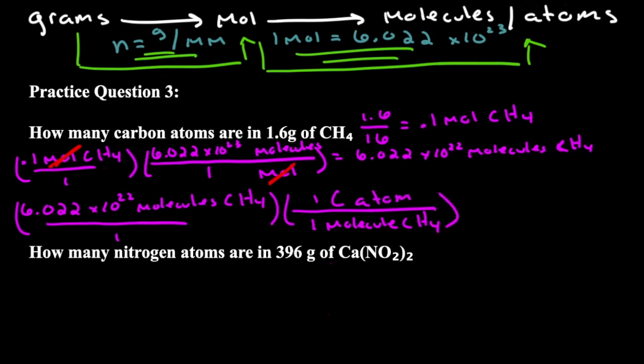And so now I'm going to have molecules of CH4 and molecules of CH4 cancel out, and I'll be left with carbon atoms. And so what I'll do is I'm going to do Avogadro's number times 1 divided by 1. And so that's going to be 6.022 times 10 to the 22nd power, and that's going to be atoms of carbon.